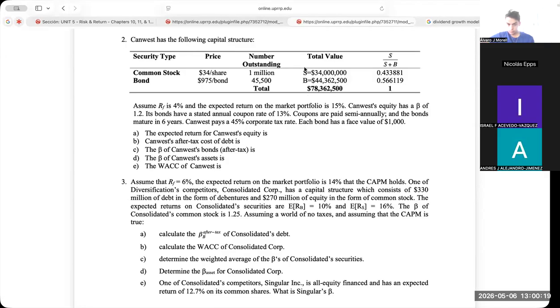Okay, let's try number 2. Same sort of thing. You have the table, you have the prices, you have the number outstanding, and I've done the calculations for you, right?